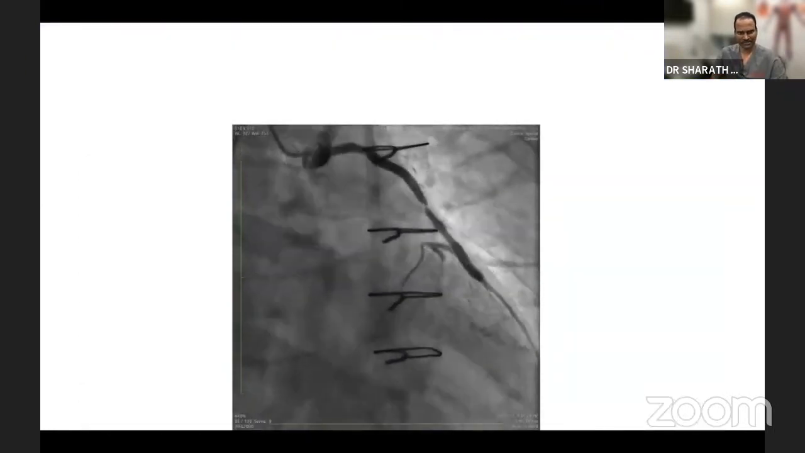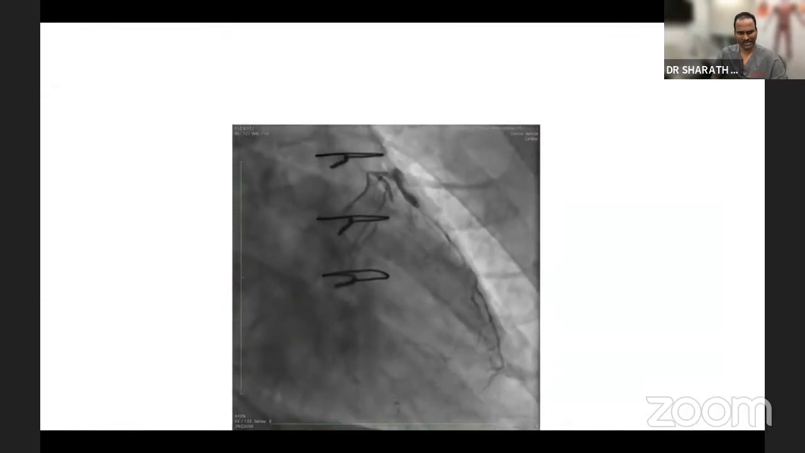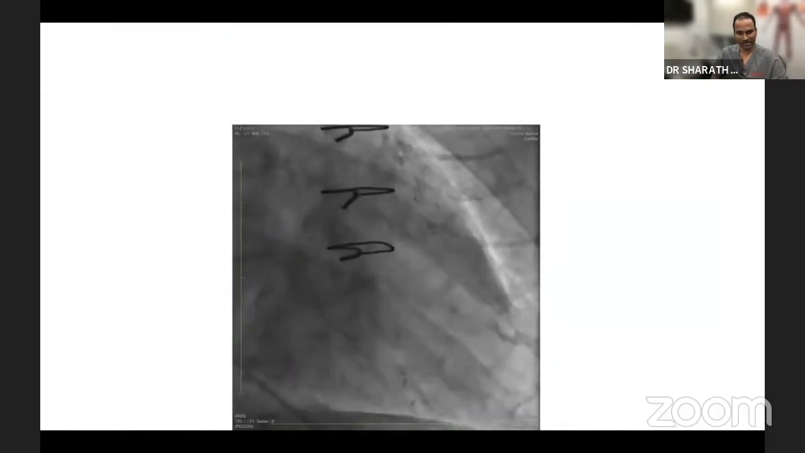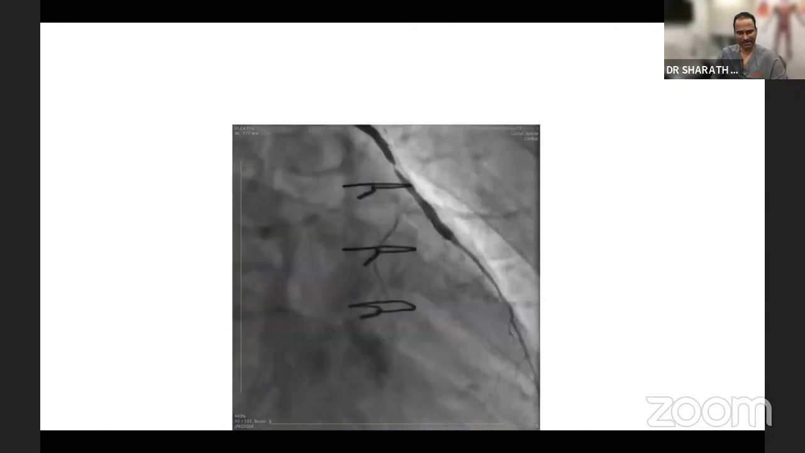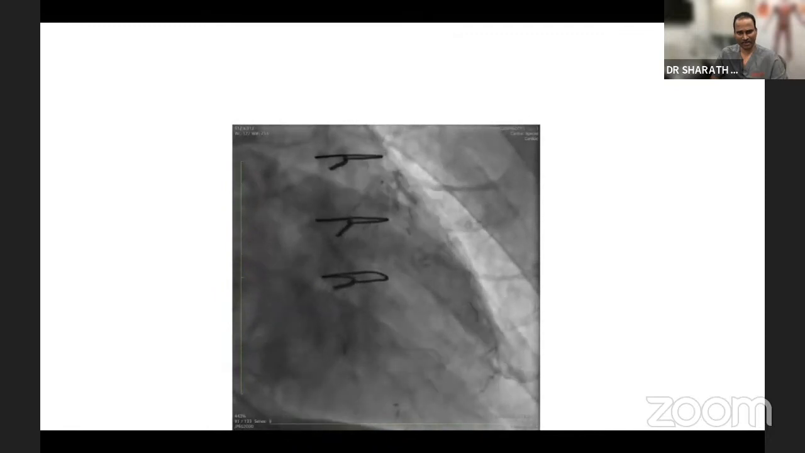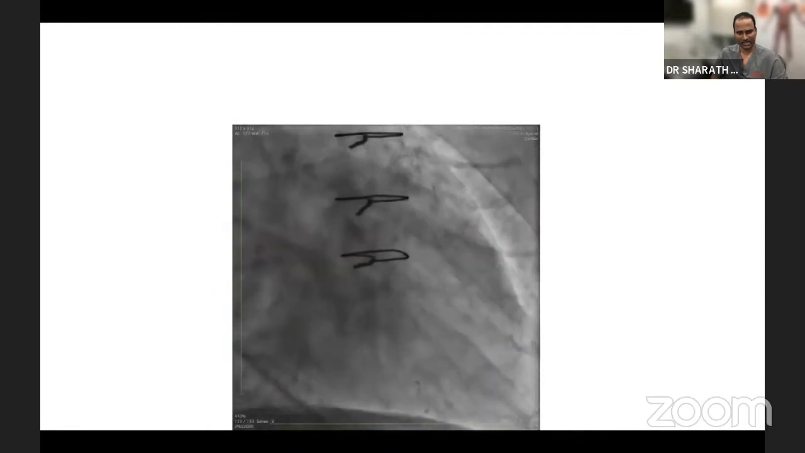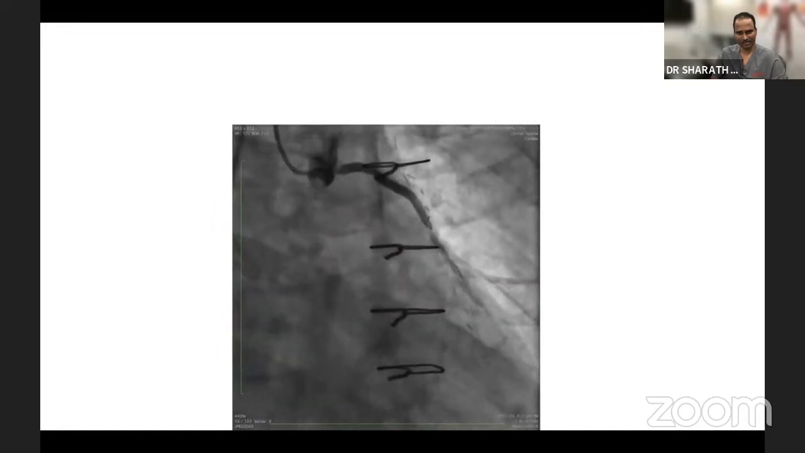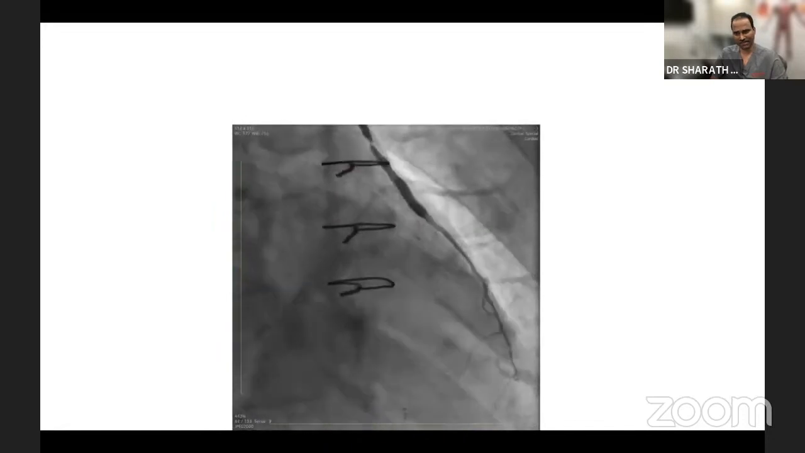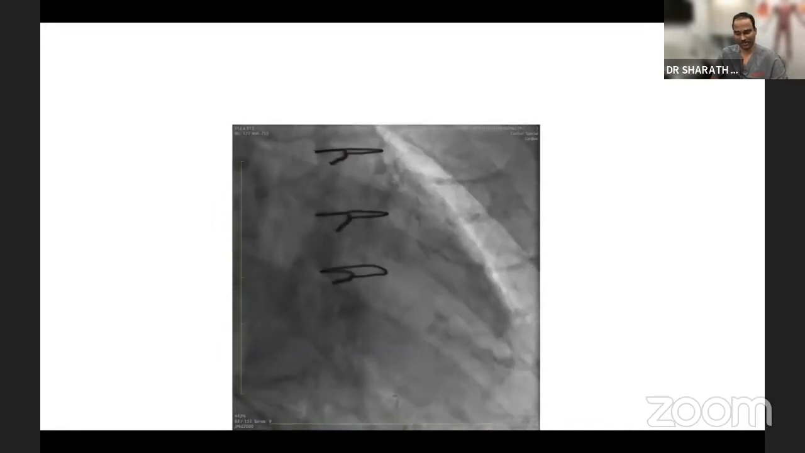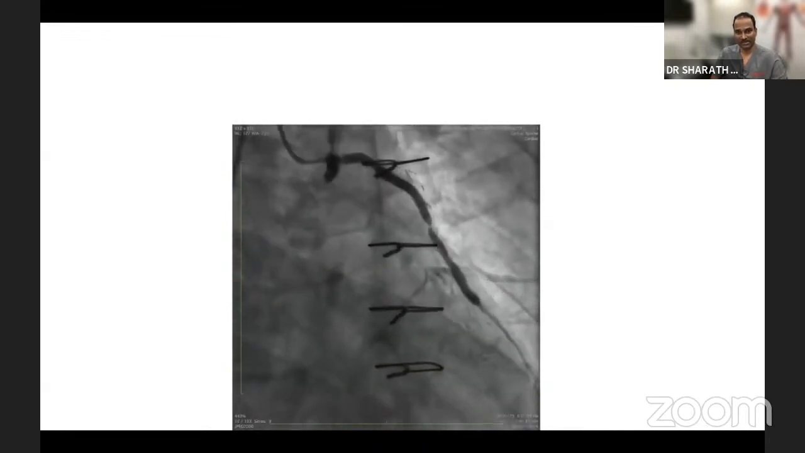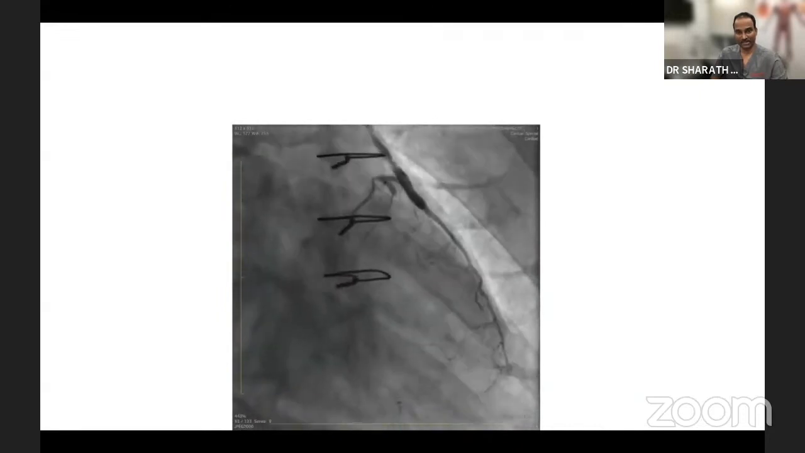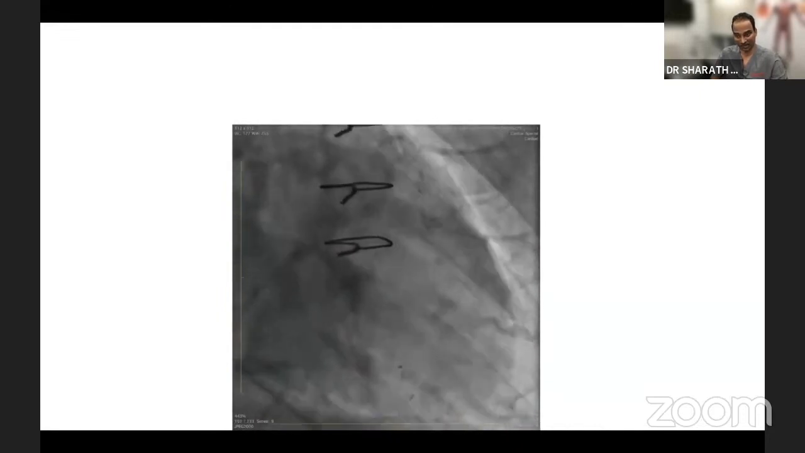Next slide. So this is the SVG. You can see there is a tight lesion in SVG to diagonal. So this is the index presentation of the patient. You can see even LV contractility is quite poor. You can also witness tachycardia; the patient was in tachycardia and a little bit of decompensation. This is the reason for his acute deterioration: the tight lesion in SVG to diagonal.